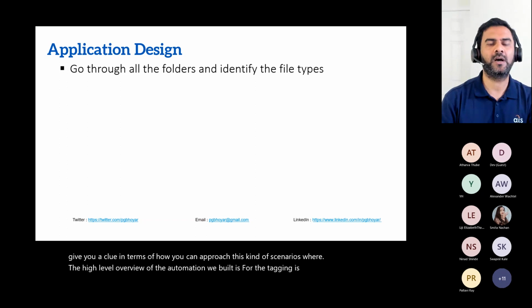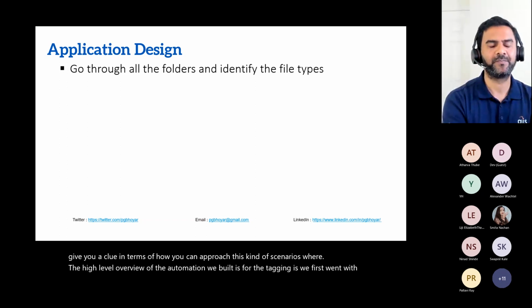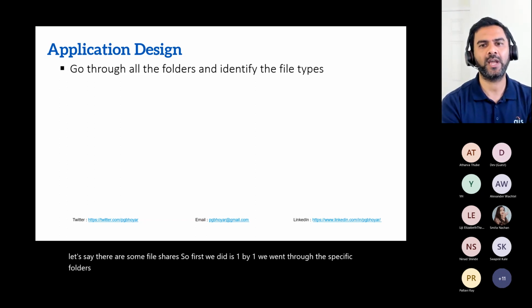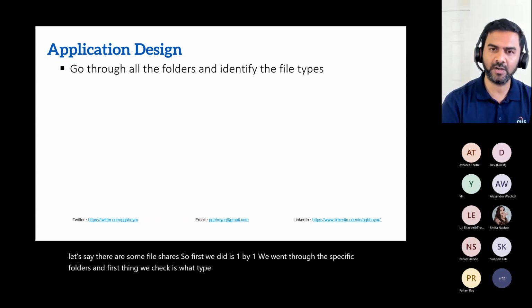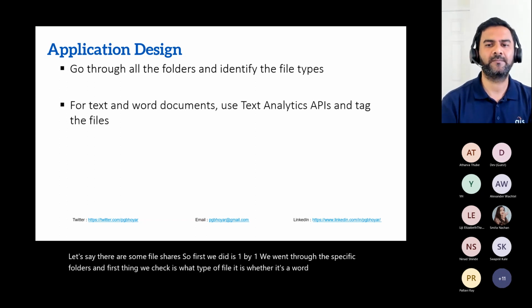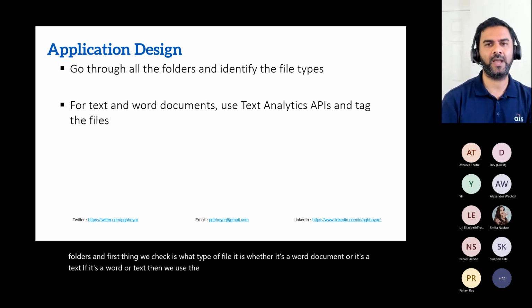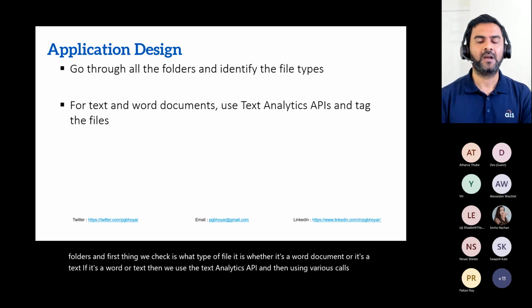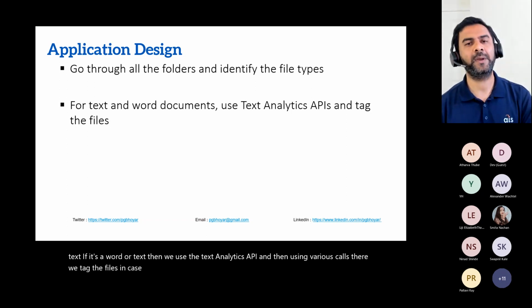we first went with, let's say, there are some file shares. So first what we did is one by one, we went through the specific folders, and the first thing we check is what type of file it is, whether it's a Word document or a text. If it's a Word or text, then we use the text analytics API, and then using various calls there, we tag the files.